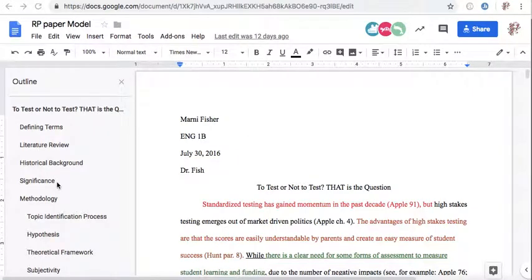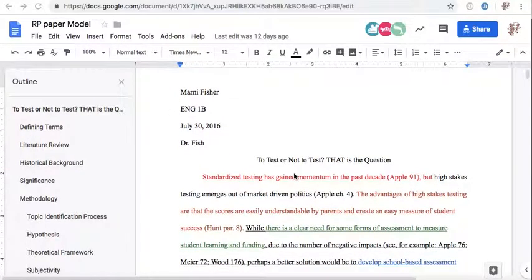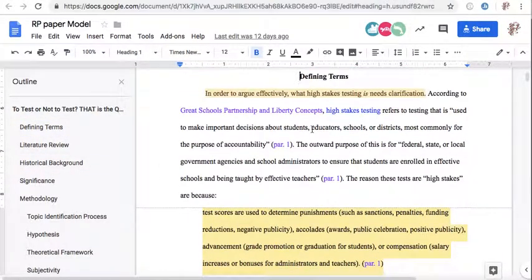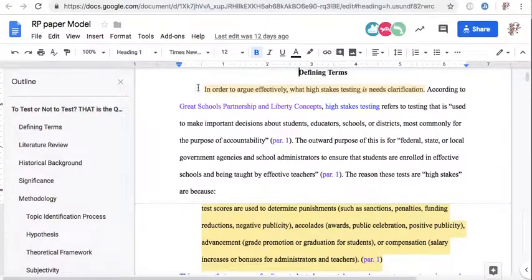Working on your key terms, you want to think about the structure of your entire argument. What are the terms that are absolutely key for your reader to understand where you're going? If I come down and look at the key terms in the model, you can see here that I've introduced it so my reader knows what's coming.